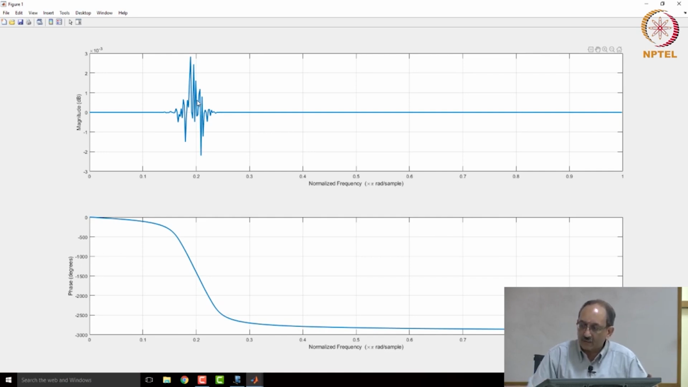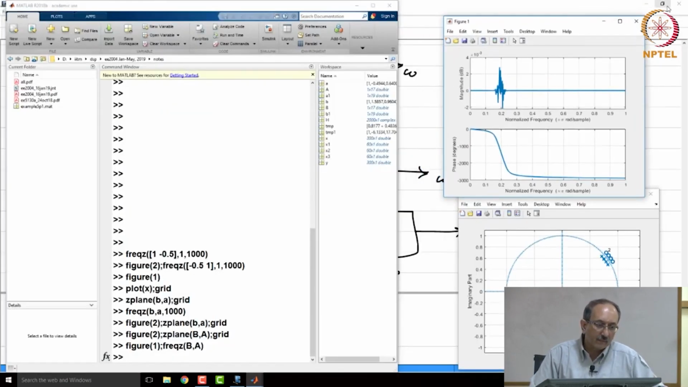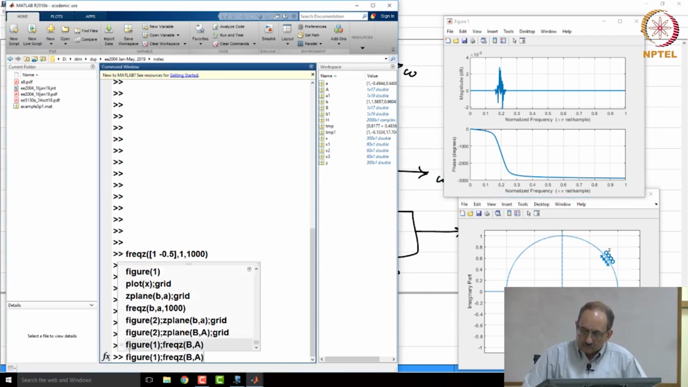Now, if we cascade both these systems together, suppose I cascade them together. I have to cascade the earlier system shown with the all pass.